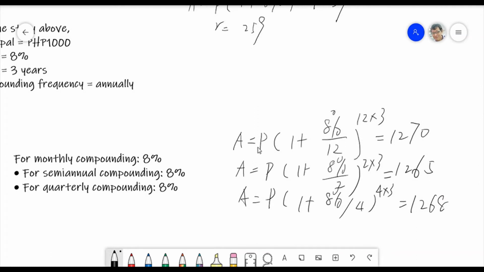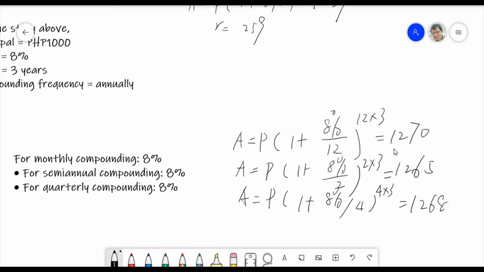Here it is based on the monthly, so you have divided by 12. Here you have times 12. Annually is divided by 2, here times 2. Same here, you have divided by 4 because quarterly you have times 4. So we can see the result.